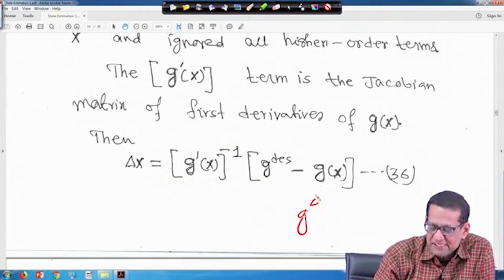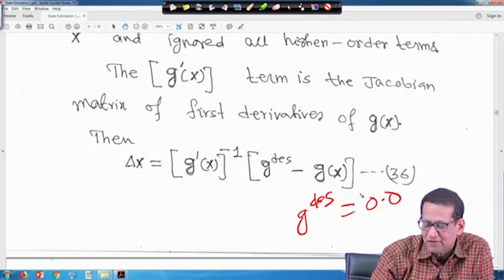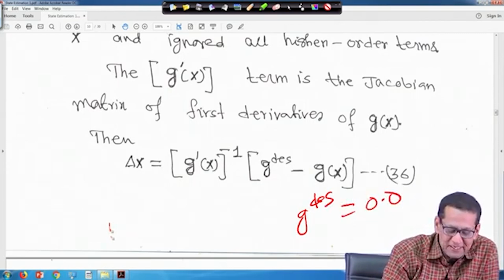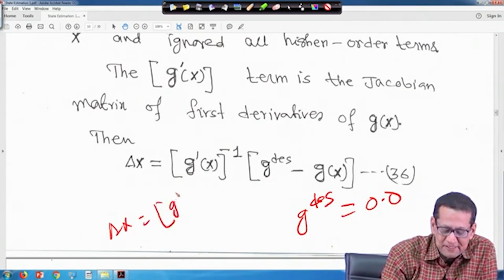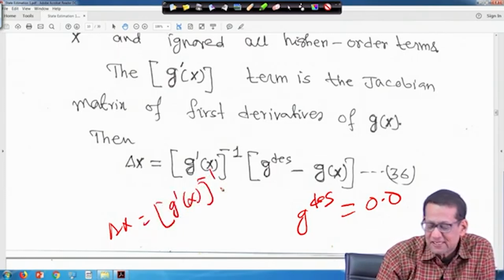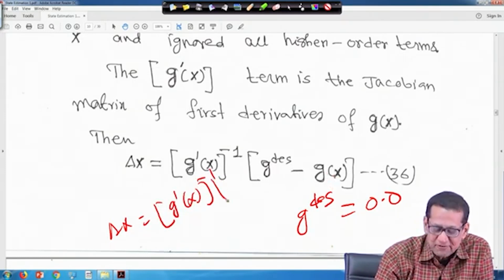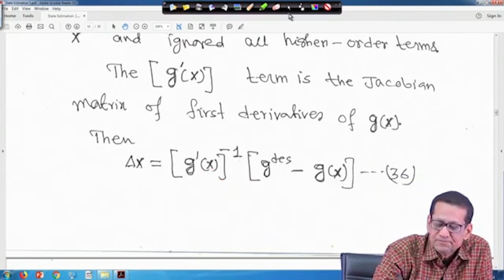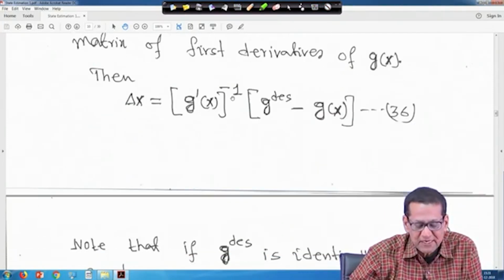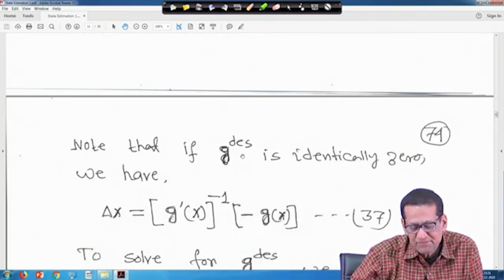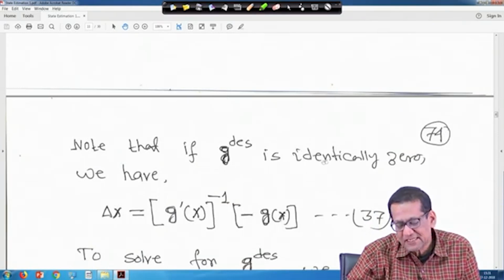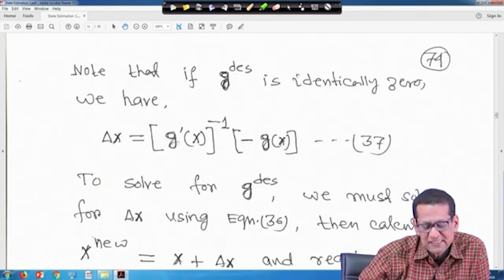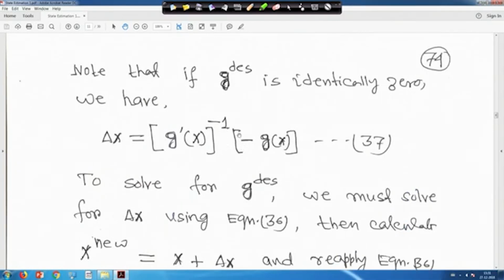If our g desired is equal to 0, then delta x will be nothing but g dash(x) inverse multiplied by minus g(x). Note that if g desired is identically 0, then we have delta x equal to g dash(x) inverse into minus g(x). This is equation 37.